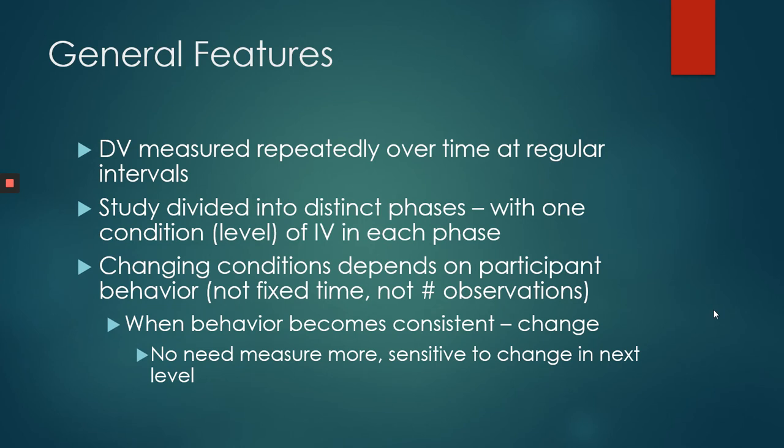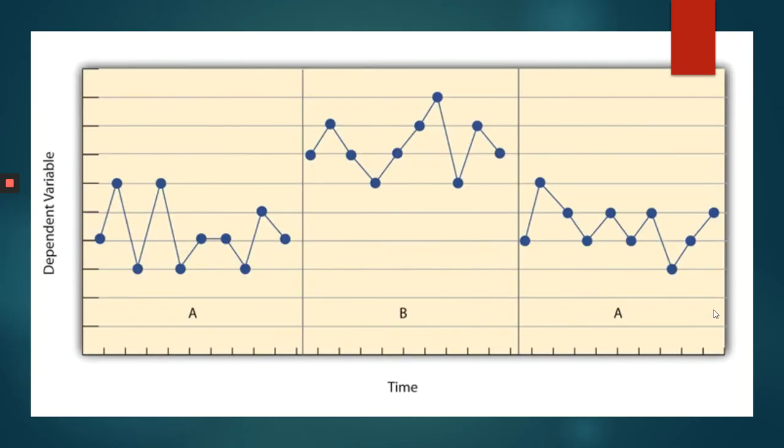You change the level of the IV. Then you look to see if, from that consistent line, the DV goes up or down. So that's being sensitive to change. You'll be able to measure and identify change if you have a more consistent line right before you make that change. So let's look at a graphical example of these features.